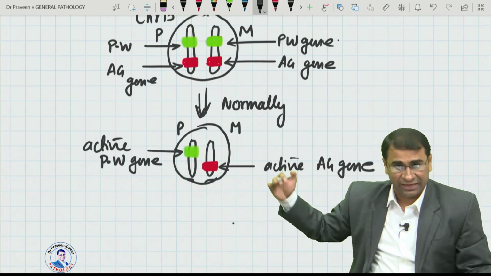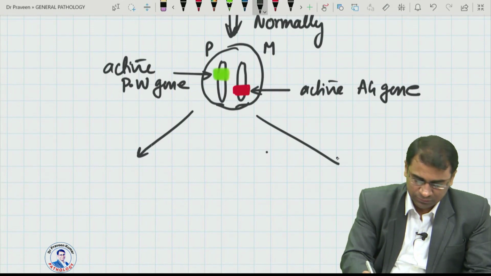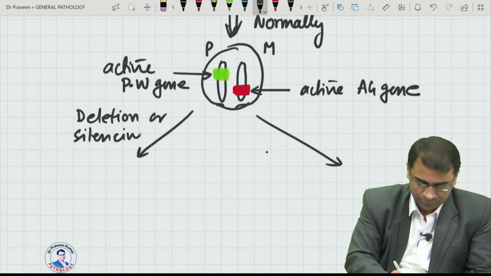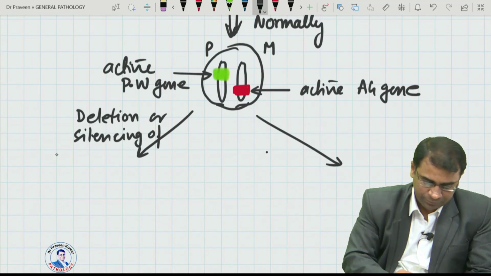After this normal phenomenon, what happens next? Okay? What happens next is, suppose there occurs a deletion, or in fact a second pathological silencing, deletion or silencing of the paternal chromosome.